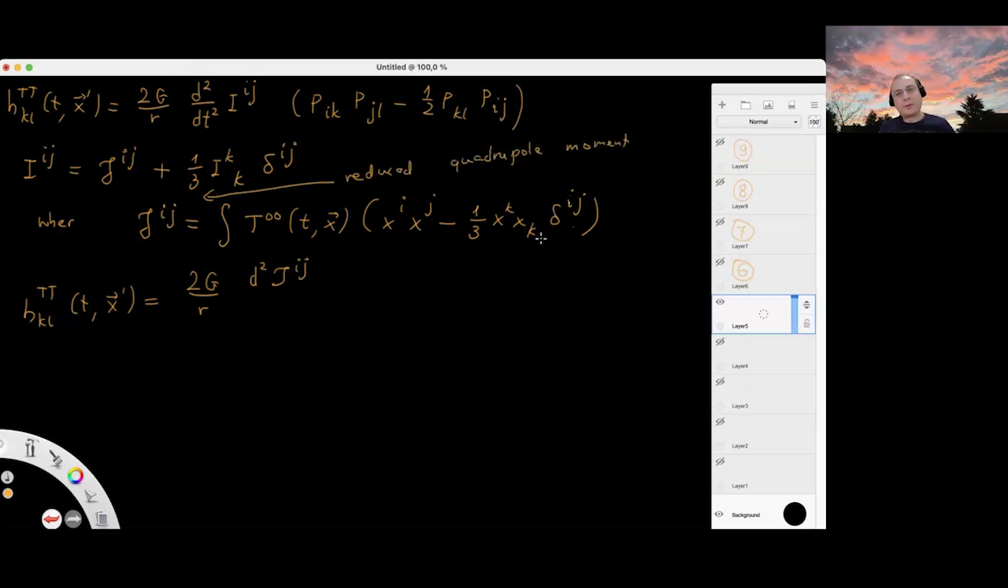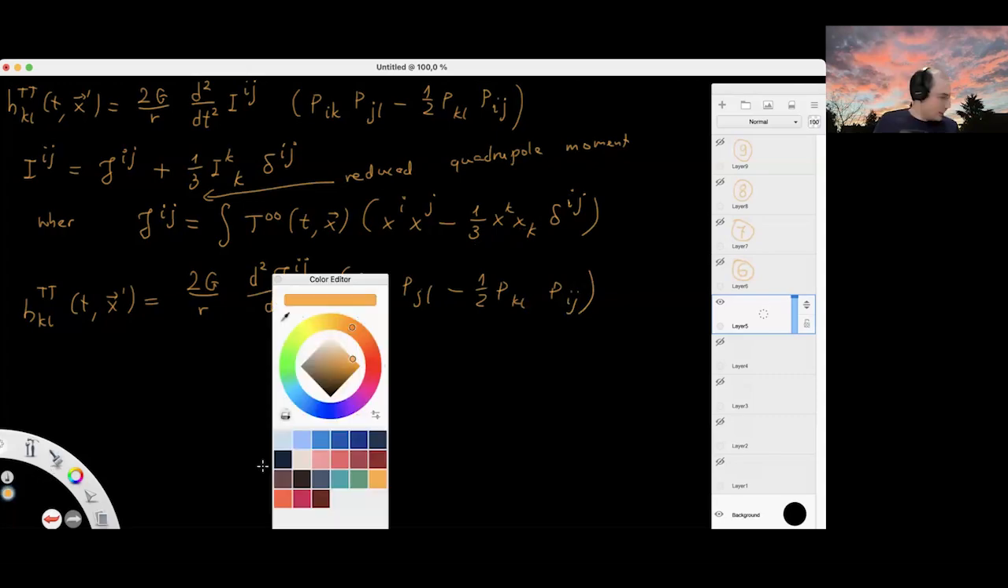So the quadrupole moment without the trace part, over dt squared, the ik the jl minus 1/2 ekl the ij, the projection operator. Yeah, and I think this is the formula I wanted to derive.